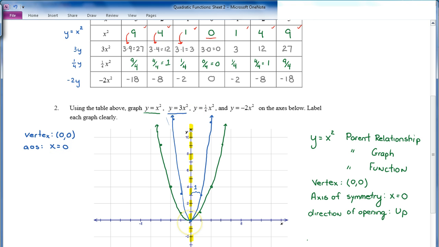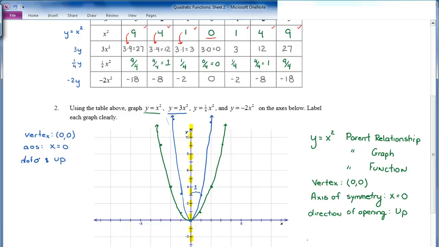You can see it has the same axis of symmetry, and I want the direction of opening. Direction of opening, we go DOO for short, and the direction of opening is up. Okay? Just put direction of opening. There we go, just short form it.